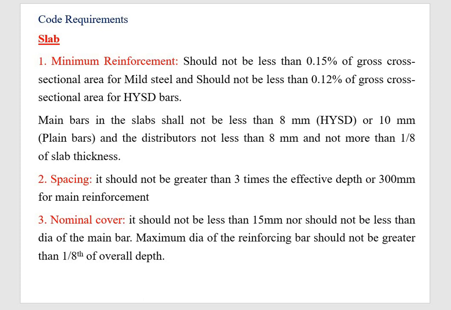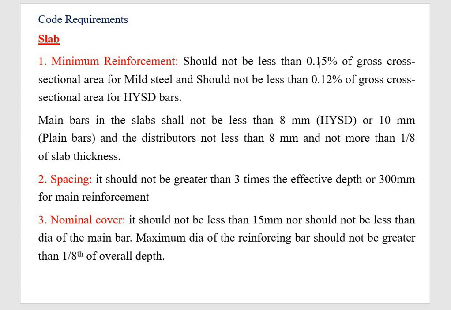Okay, so they are saying that in a code book it has been fixed that it should not be less than 0.15% of cross sectional area. And always keep it in mind, for mild steel it has less strength, so we are increasing the area of steel. You can observe, for HYSD bar it should not be less than 0.12%, but for mild steel it is 0.15%.